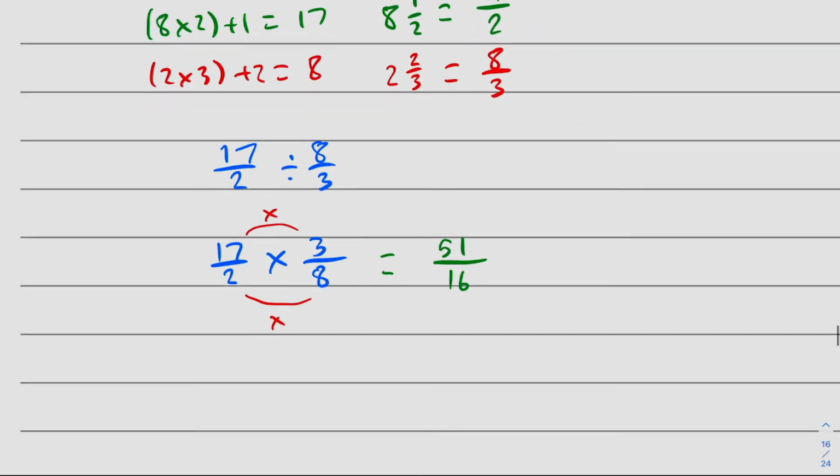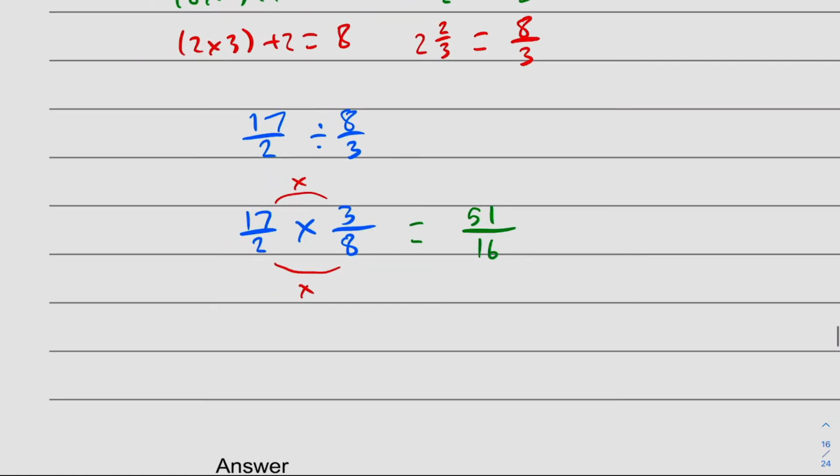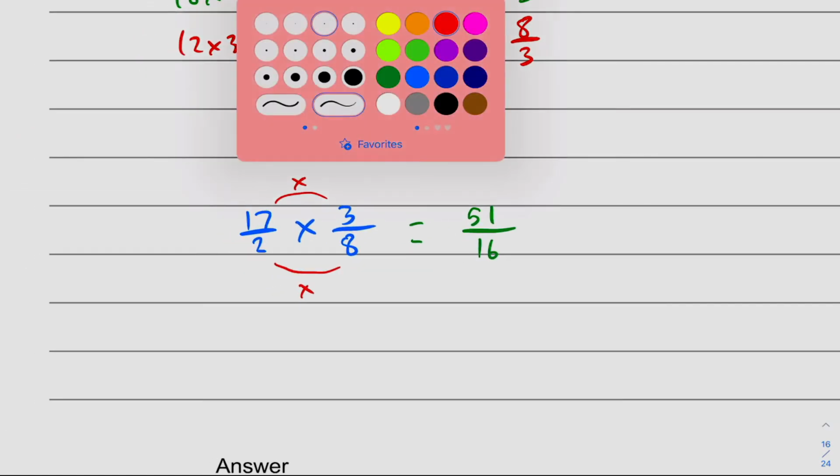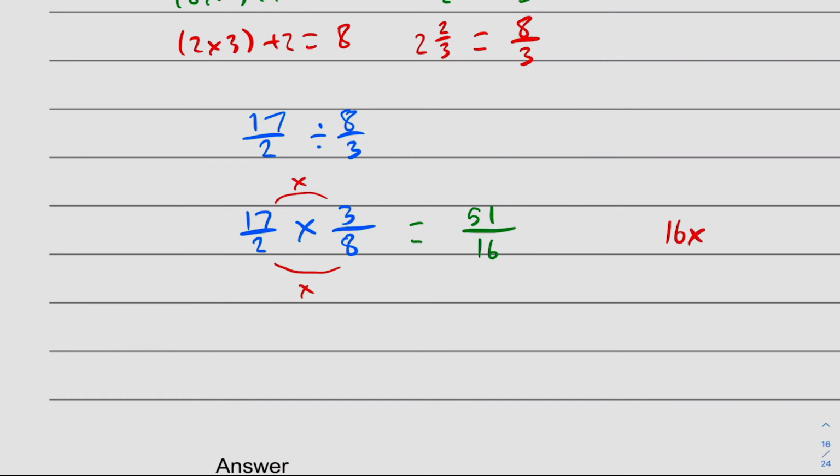So we just need to convert this into a mixed number now. So what we can see is 16 multiplied by 3 gives us 48, and that is as close as we can get to 51 without exceeding it. So we know that we've got 3 wholes, and then if we do 51 take 48, this leaves us with a remainder of 3. So we've then got a remainder of 3 over 16.